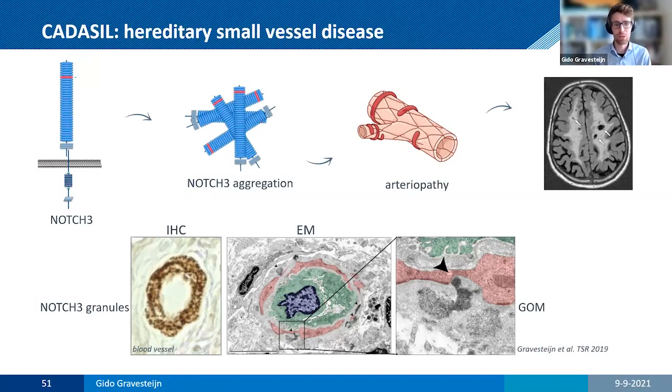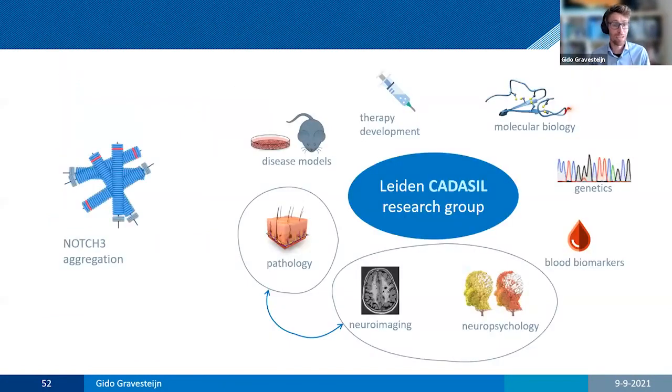There, surrounding the vascular smooth muscle cells in red, we see these gray blobs, which are called granular osmiophilic material, or GOM in short. And this is another entity of NOTCH3 aggregation. Because NOTCH3 aggregation plays such a central role in disease pathophysiology, at the beginning of my PhD project we wanted to assess whether we could link pathology to disease severity. We wanted to see whether there's an association between NOTCH3 aggregation and disease severity.